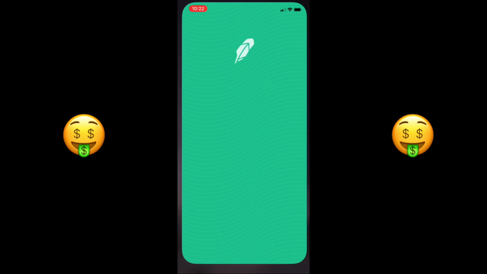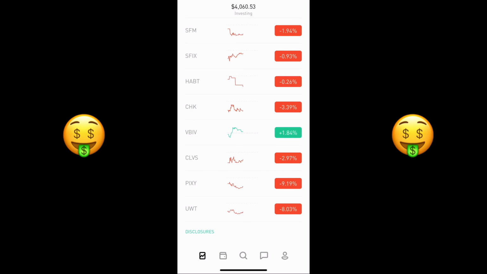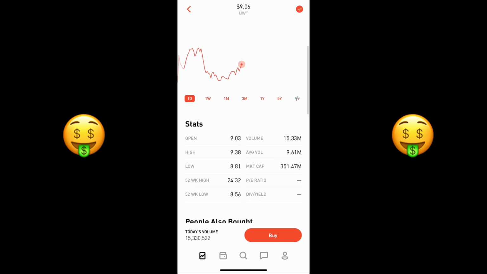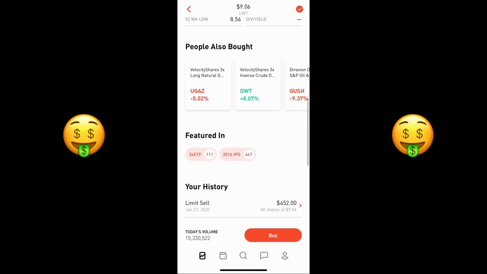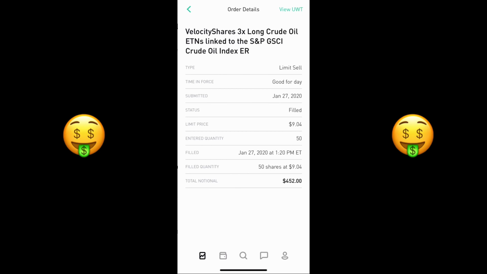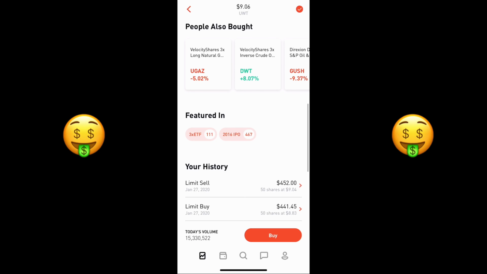Well, I got a notification that my order went through. So let's log back into Robinhood and see if that order to sell 50 shares at $9.04 was executed. If I scroll down, I can see here that my order was filled, 50 shares at $9.04. If I click on it, you can see the price and the time and the execution that shows it was completed.